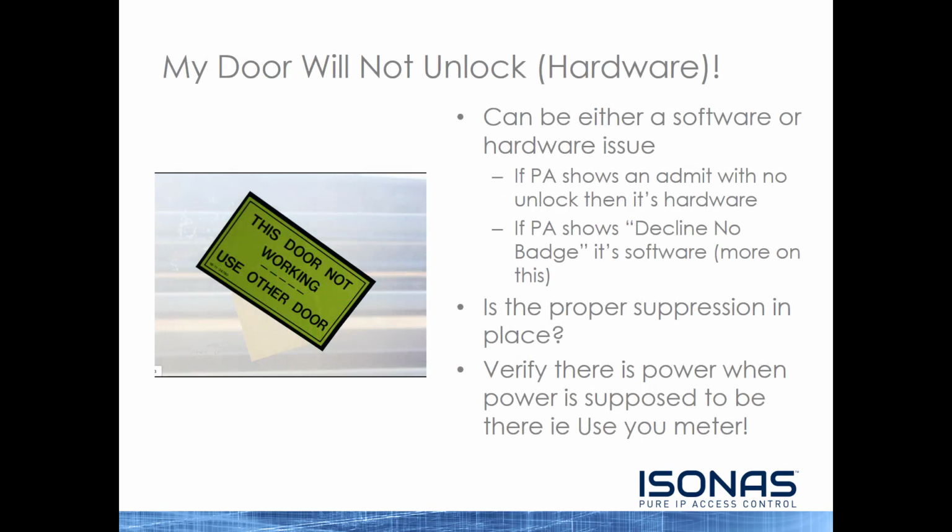My door will not unlock on the hardware side. When people say their doors won't unlock or my door won't work, it could be a hardware or software issue. Have them read a credential. If Pure Access shows an admit with no unlock, then most likely it's hardware. If Pure Access shows decline no badge, it's most likely a software issue. Of course, make sure that you have the proper suppression in place.